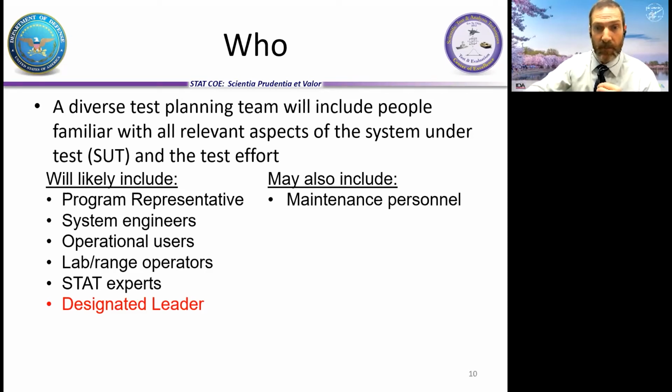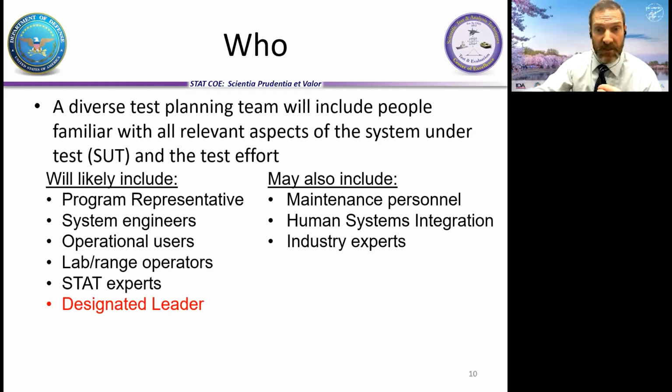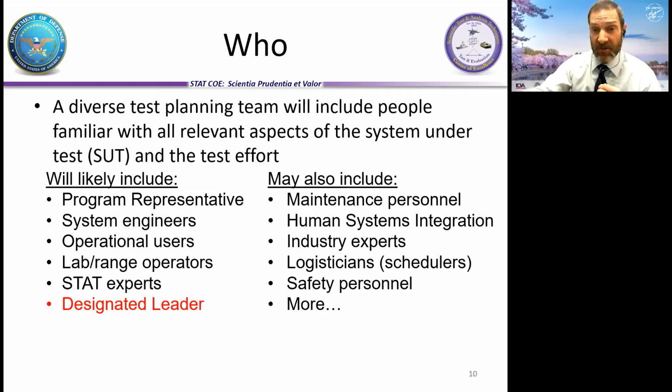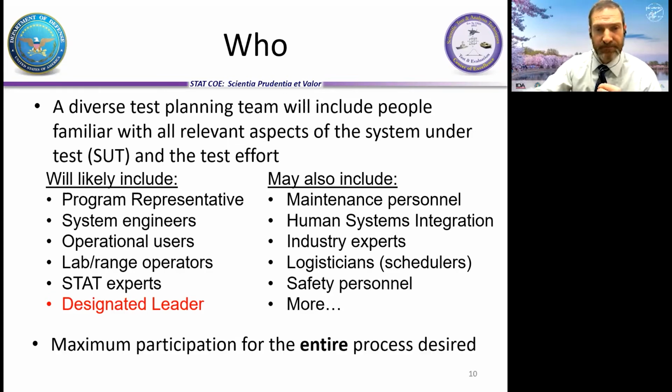Other folks, maintenance personnel. We've seen where that helps. That's if you've got a test that perhaps is already fielded and you're doing an upgrade. Let's have some maintenance folks talk about typical problems or typical issues they see. Human systems integration, industry experts, if they play into a part. Logisticians and schedulers. If we're going to do testing on the East Coast and then the West Coast and then the East Coast, let's have somebody who actually knows how to move this stuff back and forth to make sure that we're getting realistic plans together. Safety could be a factor, and certainly more. There's my catch-all. It may include more, and that's going to depend on each system.